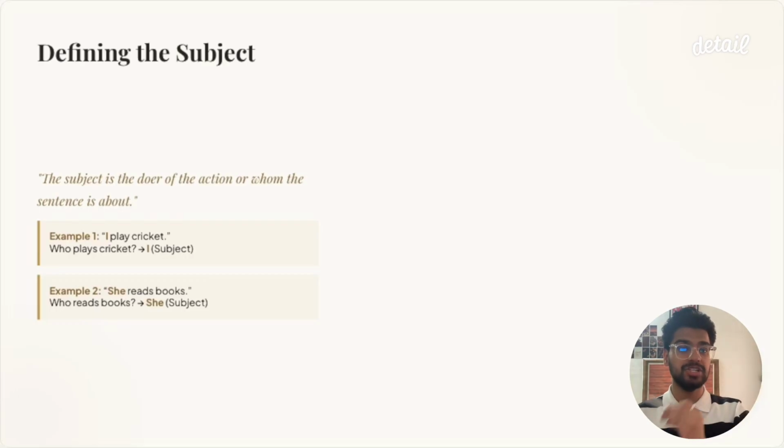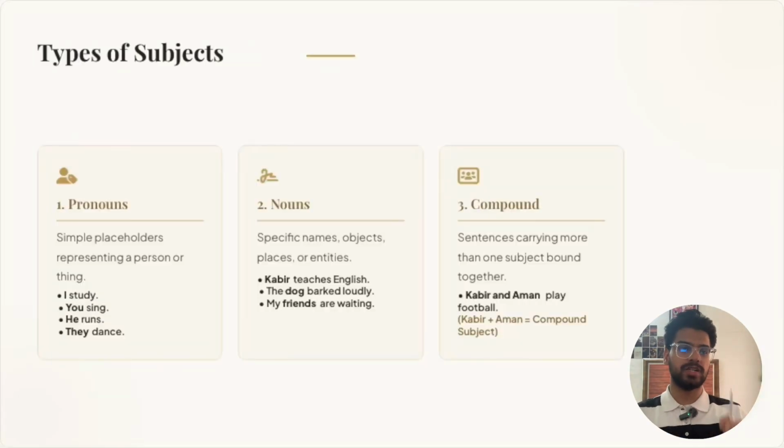In the sentence, she reads books. Who reads books? She. So she is the subject. You get it? Now we will study different types of subjects. First, pronouns as subjects. For example, I study, you sing, he runs, they dance. In these sentences, I, you, he, and they are pronouns acting as subjects.